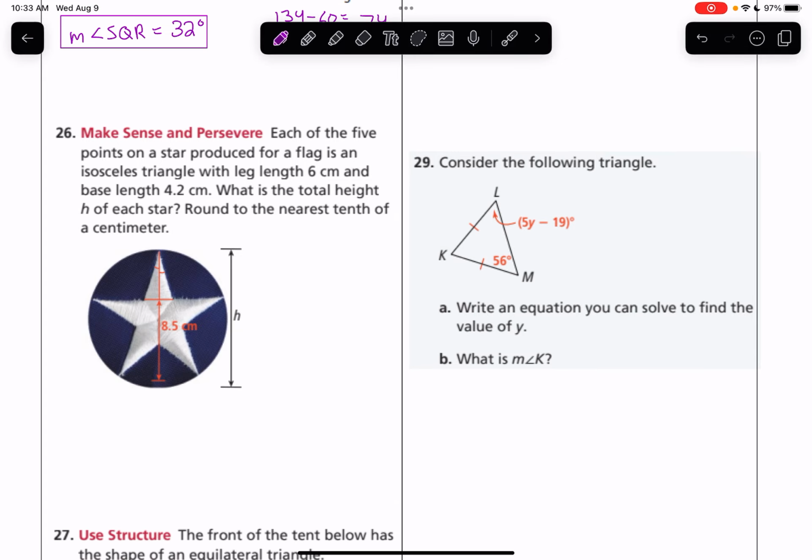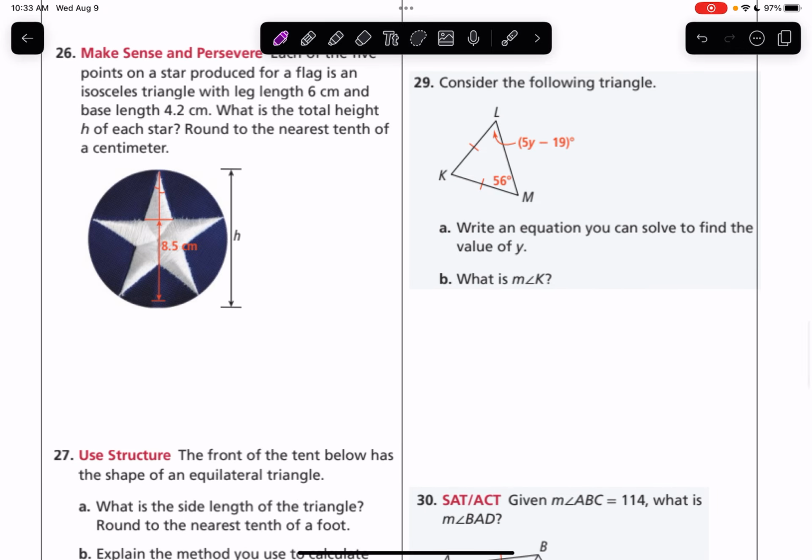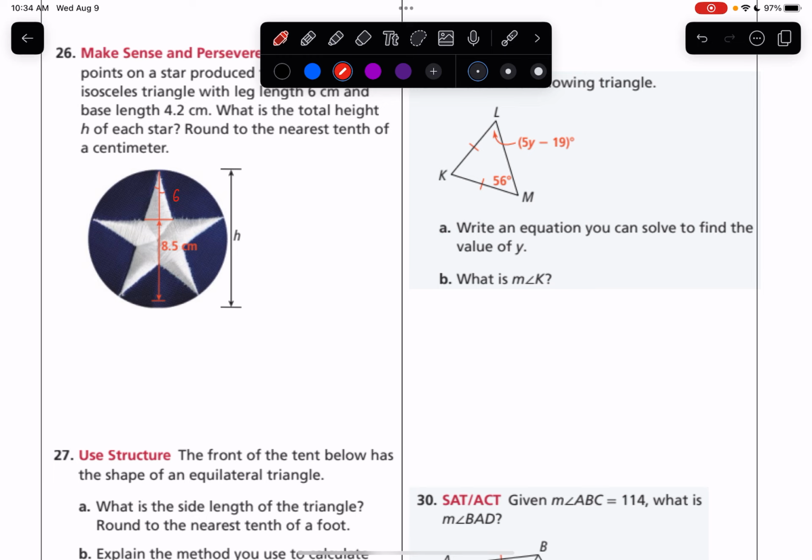Number 26. Each of the 5 points on a star produced for the flag is an isosceles triangle with leg length 6 and a base length 4.2. What is the total height h of each star, rounded to the nearest tenth? So we're looking for the total height. We have this leg length 6, like that, and a base length 4.2. So the whole base across is going to be 4.2.